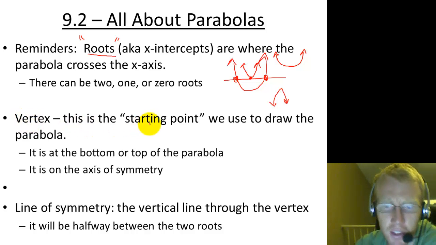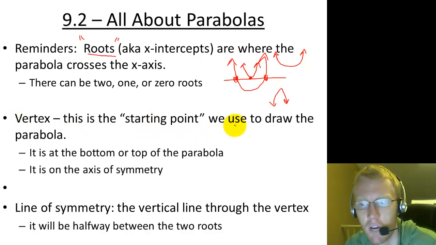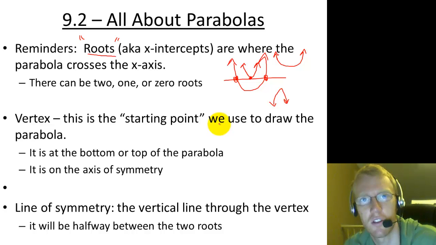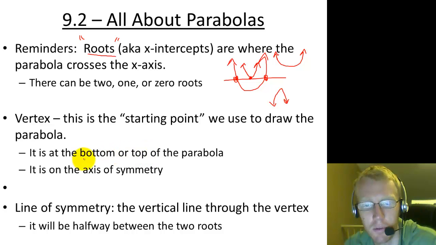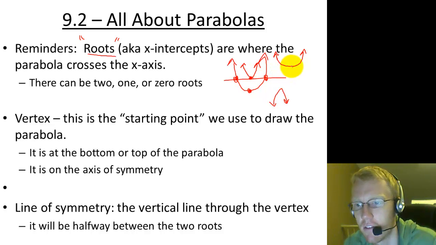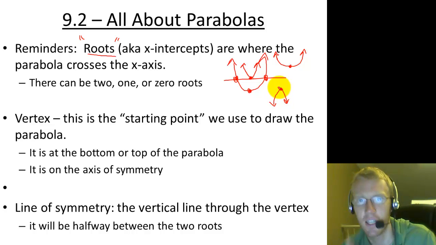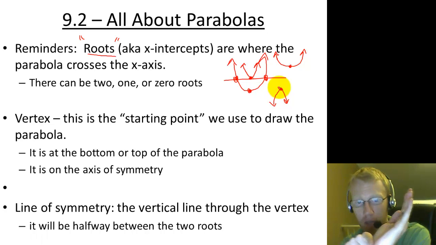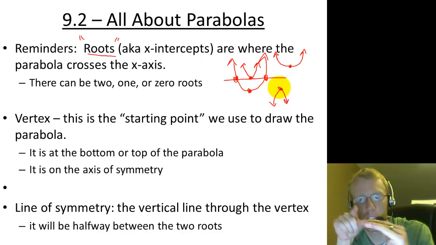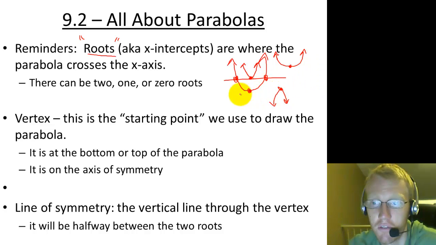The vertex, this is what I like to think of as the starting point of a parabola, although technically the parabola goes forever, so there is no defined starting point. But it's the bottom or top of the parabola, and it's along the axis of symmetry. So the vertex here would be right here, the vertex on this one would be right here, and so on for each of these. It's the center when you're looking at symmetry side to side, and it's the lowest point when the parabola opens upward. If it's a parabola opening downward, it's the top point. So that's called the vertex.